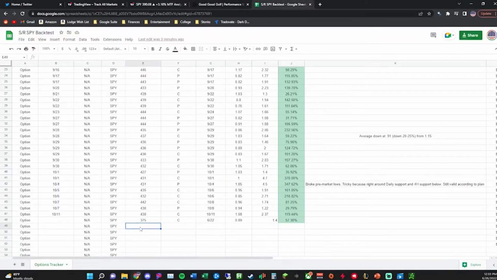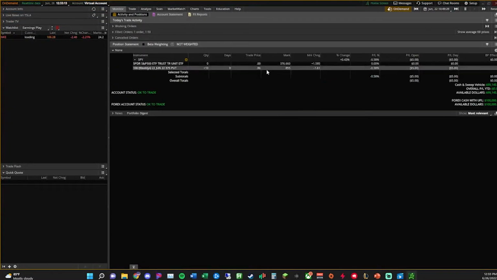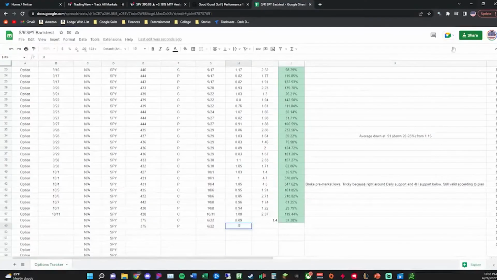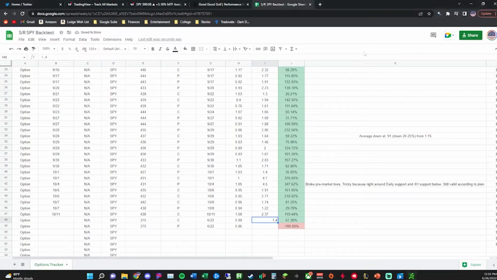So I'll go over here, SPY 375 puts, 6.22.8. What did I say? 6.86. And then we will pause everything and make our own price targets. So we'll hit pause there.